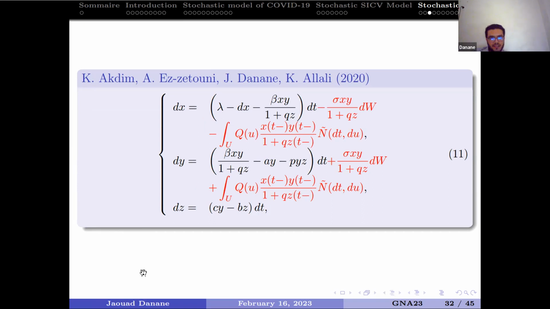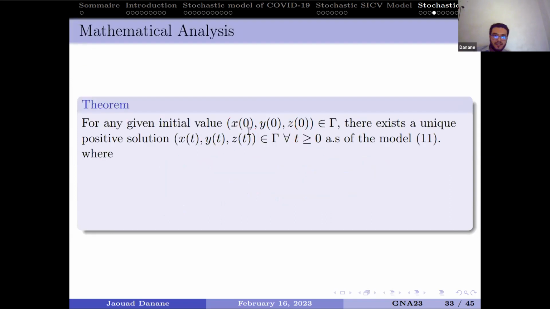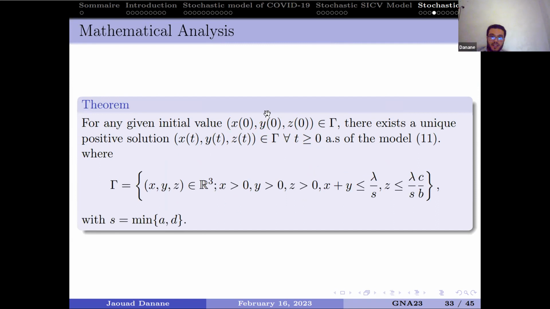In this model, we have perturbed the model of Jaouad by perturbing the parameter beta by sigma and a second part with jumps. We studied this model by first establishing the existence of the solution. If the initial data is in the set gamma, there exists a unique positive solution X(t), U(t), Z(t) in the set gamma, almost surely, of this model 12, with the parameter S equal to the mean of A and D.